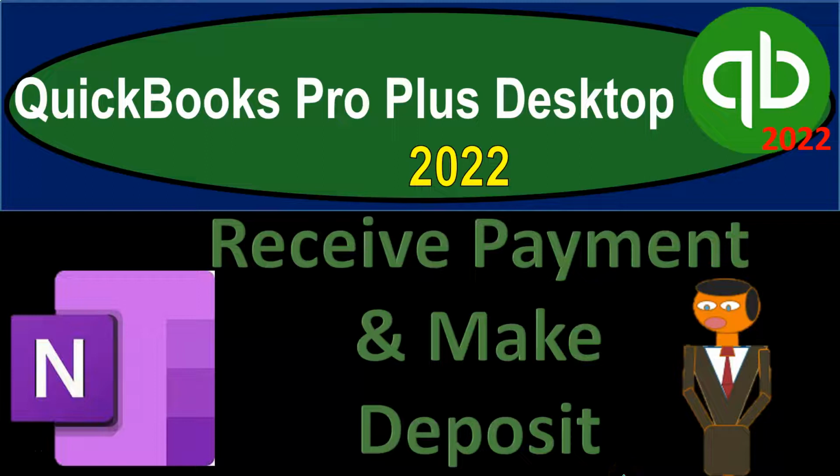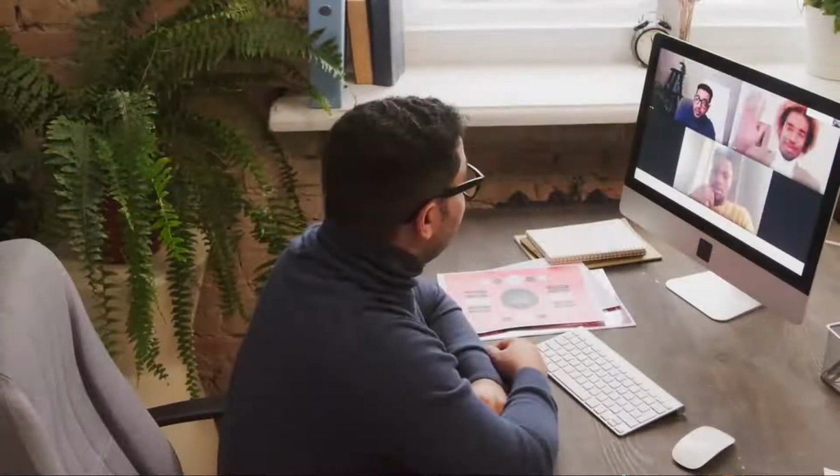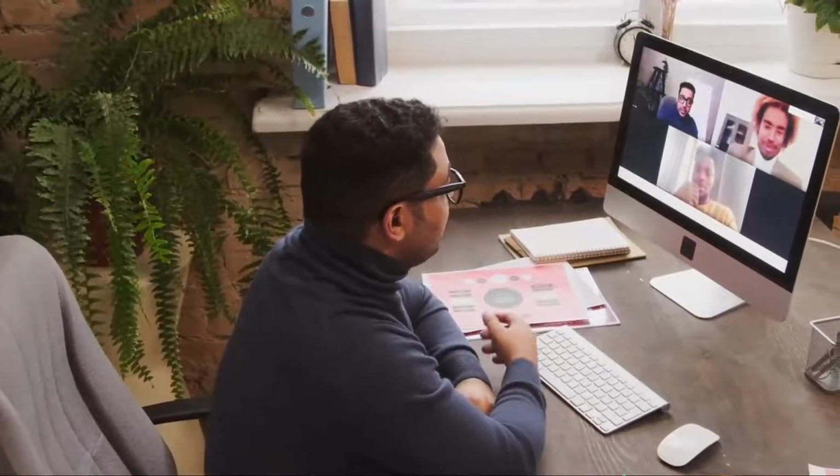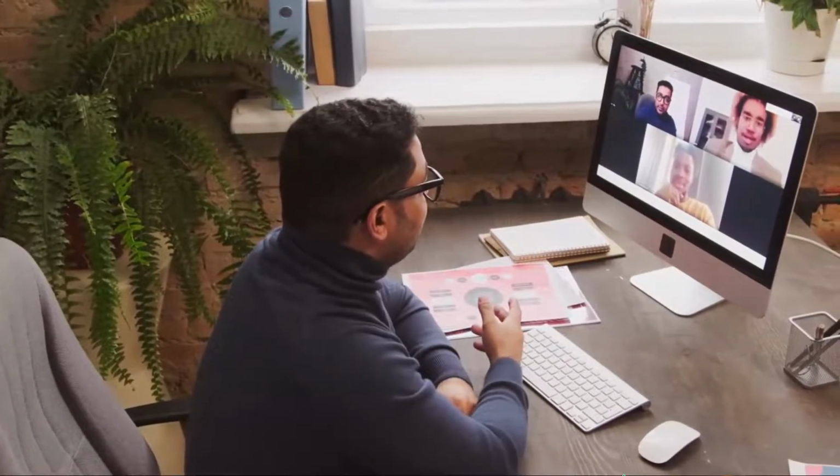QuickBooks Pro Plus Desktop 2022 OneNote presentation. Receive payment and make deposit. Let's get into it with Intuit's QuickBooks Pro Plus Desktop 2022.